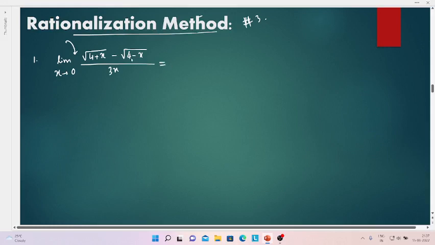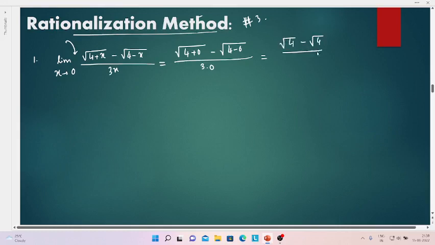First thing is you have to substitute the value. If you substitute x as 0, the numerator becomes root under 4 plus 0 minus root under 4 minus 0, and the denominator is 3 times 0, which is 0. So root under 4 minus root under 4 becomes 0, and the denominator is 0. So this is actually an indeterminate form.